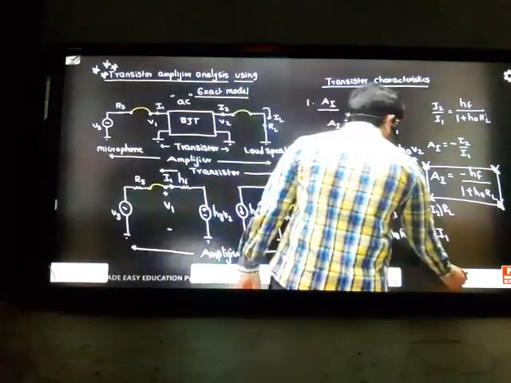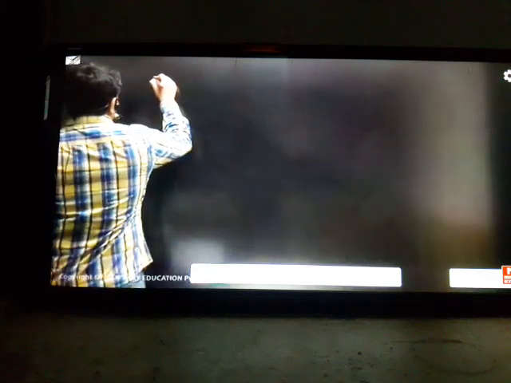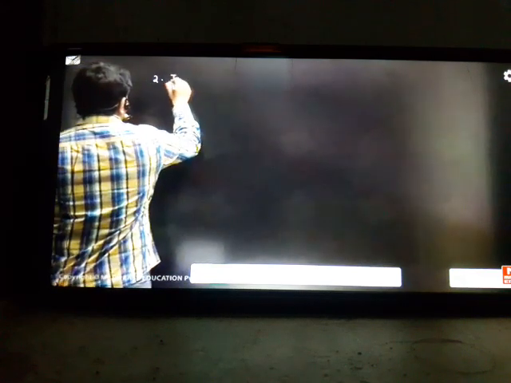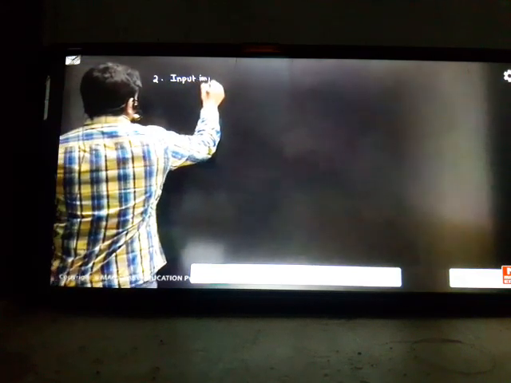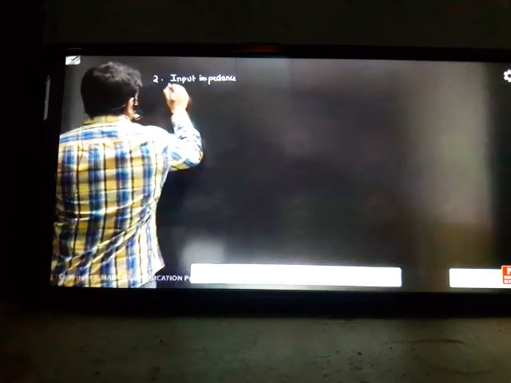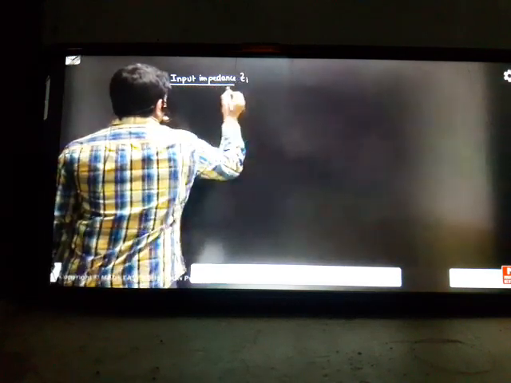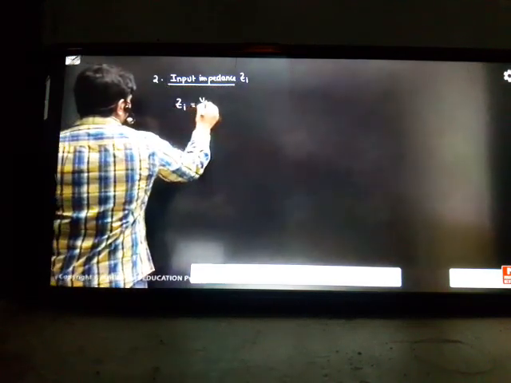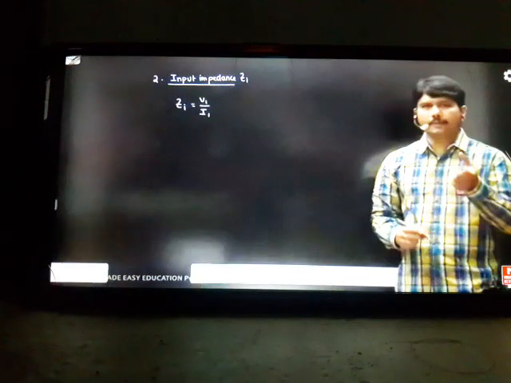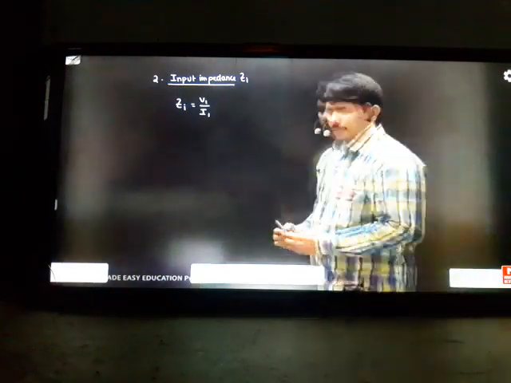Yes. Next we'll see step 2. Step 2, concept number 2, is input impedance. Input impedance, how to find? Called Zi for a transistor. If I write Zi for a transistor, it is V1 by I1. Only I am teaching input impedance for a transistor. V1 by I1 because V1 became the input of your transistor. I1 is your input current. So write down V1 by I1.